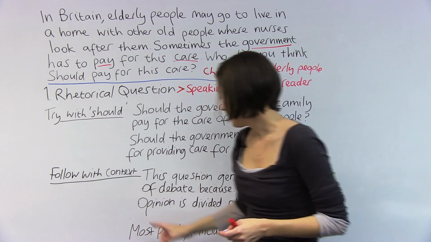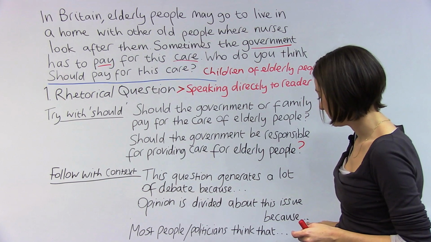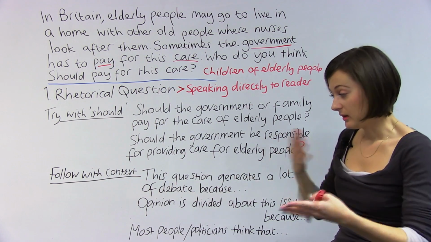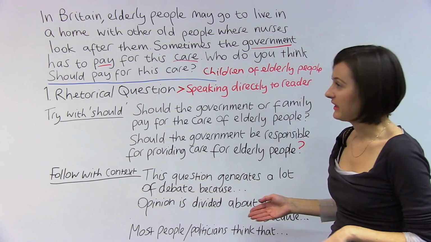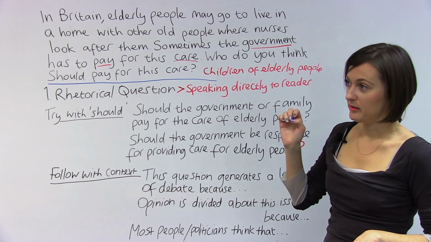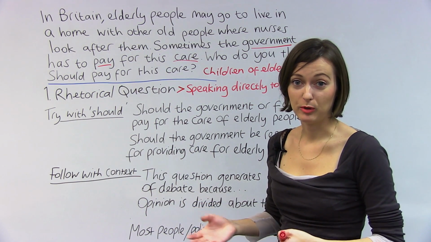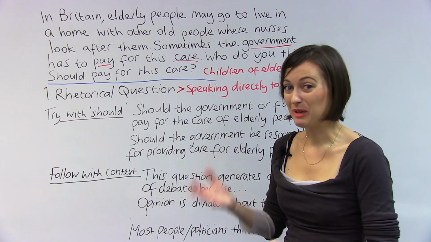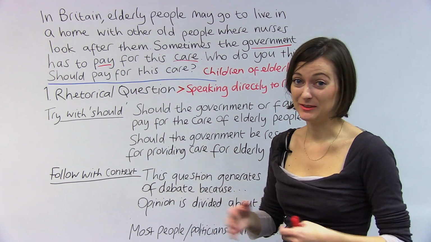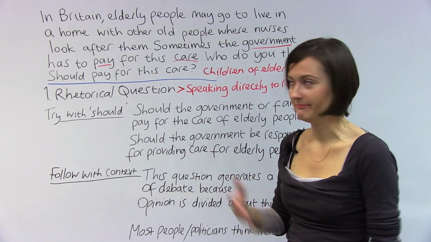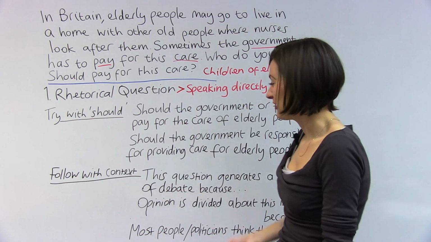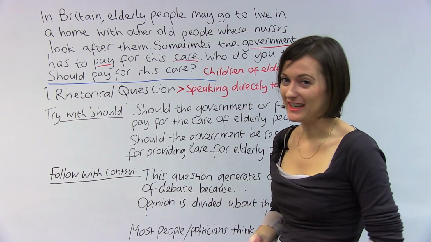Here we go. Most people think that, improvising here, most people think that the government should pay for the care of elderly people because elderly people have worked and paid taxes all their lives, so it's only fair. I don't know if most people think that. But it's your essay. You can say what you like.